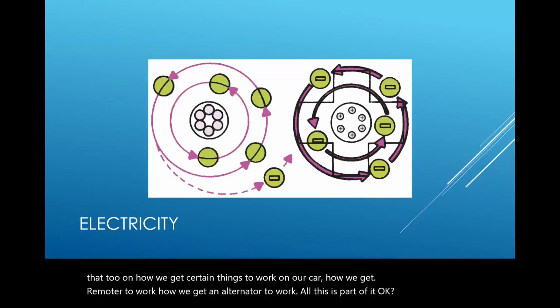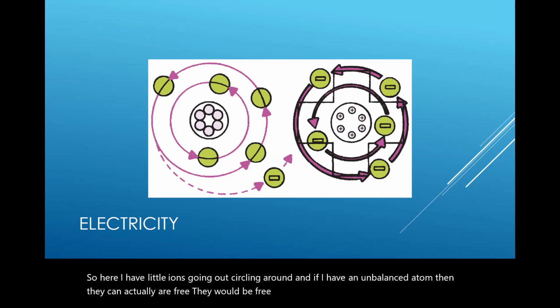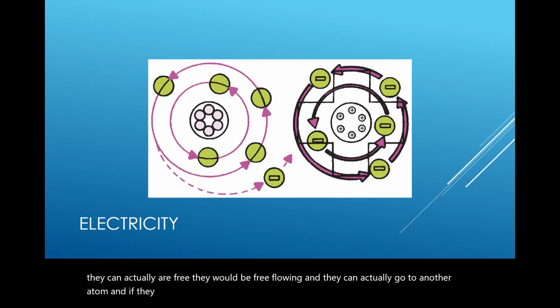So here I have little ions going out, circling around, and if I have an imbalanced atom, then they would be free flowing, and they can go to another atom. And as they go around, they'll be able to gain more and can become more balanced.